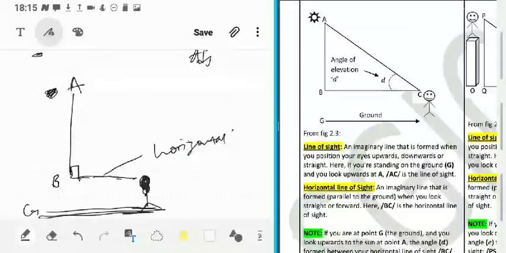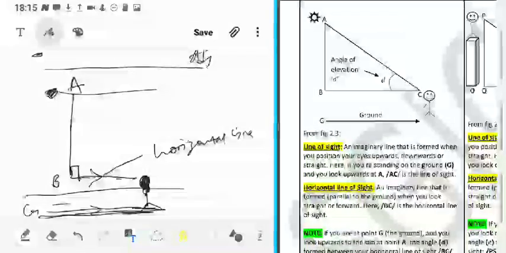The horizontal line of sight is always parallel to the horizon. Horizon is just an imaginary space. They are horizontal lines that you imagine in space. So this is horizon, horizon, horizon, everywhere. Once you look straight, your eye is forming a horizontal line that is parallel to these horizons. The horizons are just imaginary spaces.